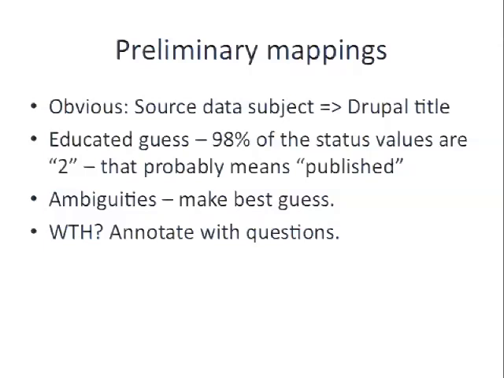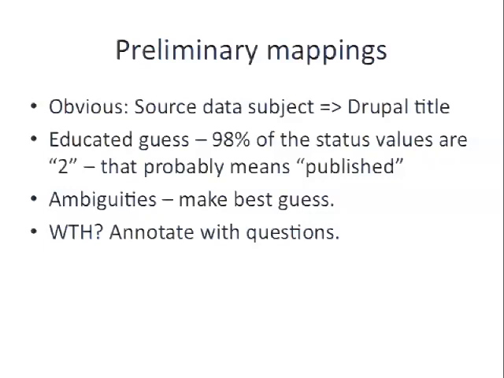Some things are fairly obvious. It's usually very obvious where the title of your articles come from. There are other things that you don't really have to think too hard about. There's a status column. If 98% of the values in the status column are 2, that probably means published. There are things that are a little less clear, and then there are the things, your WTHs or Fs, as you prefer.